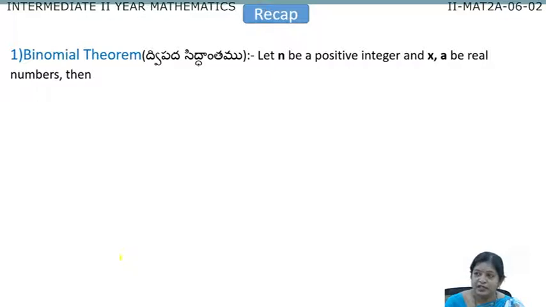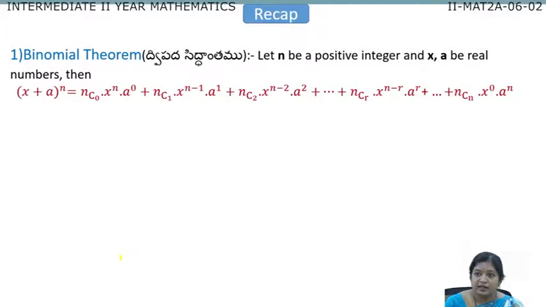If n is any positive integer and x, a, b two real numbers, n అనేది ఒక ధన పూర్ణాంకము, x మరియు a లు వాస్తవ సంఖ్యలు అయినట్లయితే x plus a power n is equal to nC0 into x power n into a power 0 plus nC1 x to the power of n minus 1 into a power 1 plus nC2 x to the power of n minus 2 into a square plus so on nCr x to the power of n minus r into a to the power of r plus so on nCn x to the power of 0 into a power n గా రాయవచ్చు. దీన్నే మనము షార్ట్ గా summation r is equal to 0 to n nCr x to the power of n minus r into a power r గా కూడా రాయవచ్చు.